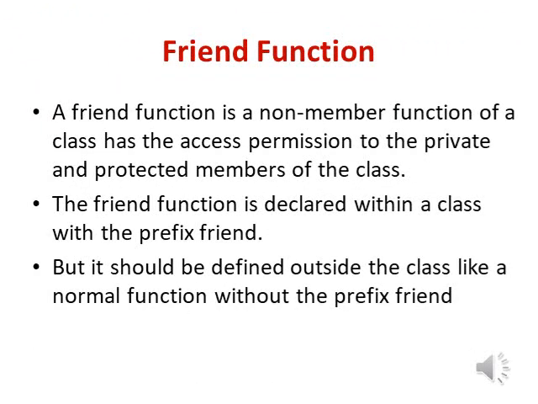Now let us discuss another type of special function in C++, that is called a friend function. A friend function is a non-member function of a class which has access permission to the private and protected members of a class. That means we can access the private as well as protected members, which are otherwise not accessible, using a friend function. The friend function is declared within a class using the keyword friend, but it should be defined outside the class like a normal function without the prefix friend.